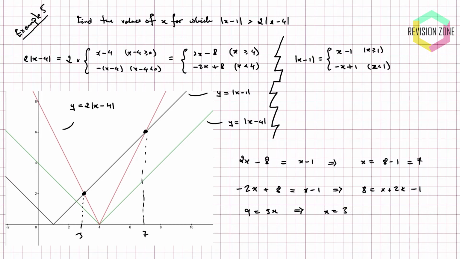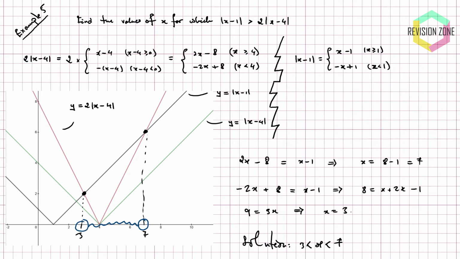So let's explicitly mark that. So it's going to be between 3 and 7. And because that inequality is a strict inequality, the 3 and 7 are not actually included. So I can basically now say our solution is x is bigger than 3, but strictly less than 7. Okay? So that completes this question.